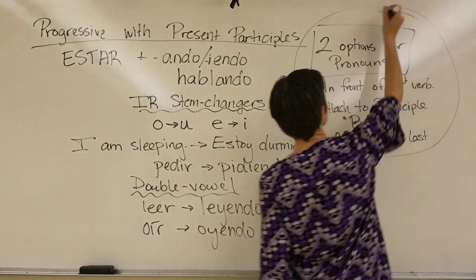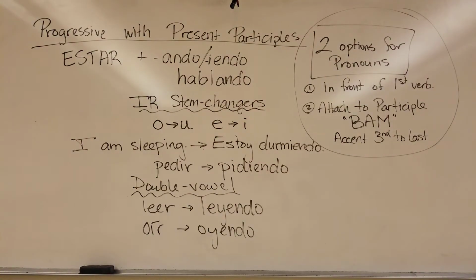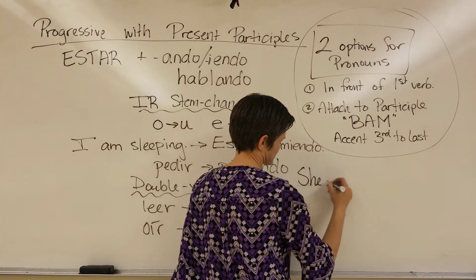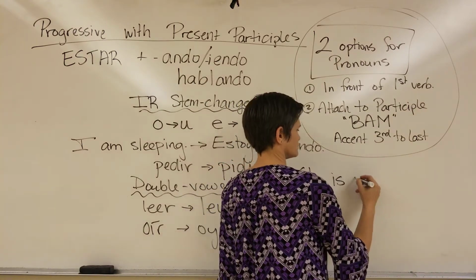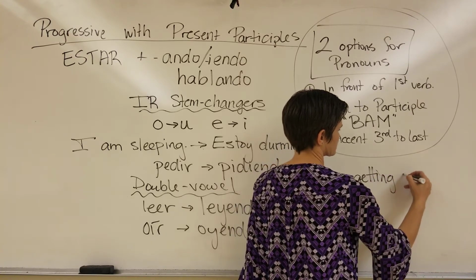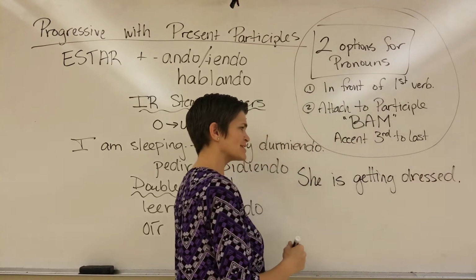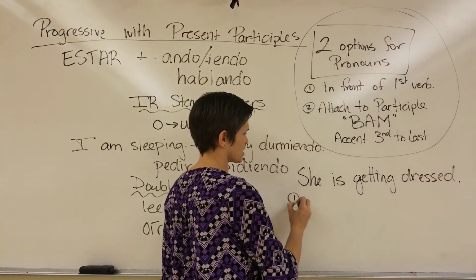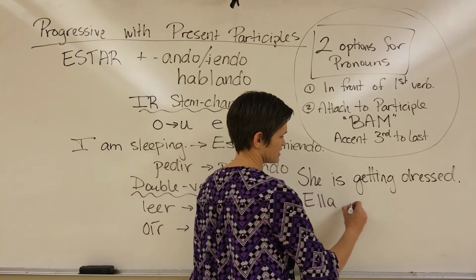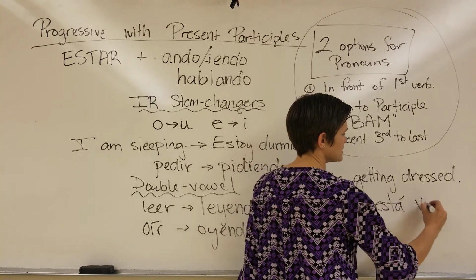So let me show you what that looks like. If I wanted to say that she is getting dressed. Okay, getting dressed is a reflexive verb, so option number one, I put the reflexive pronoun in front and say ella se está vistiendo.